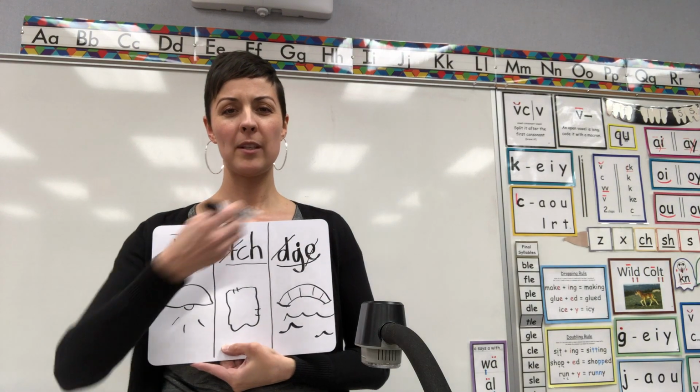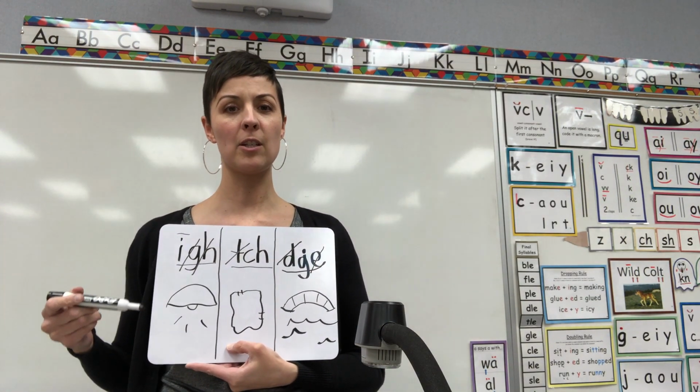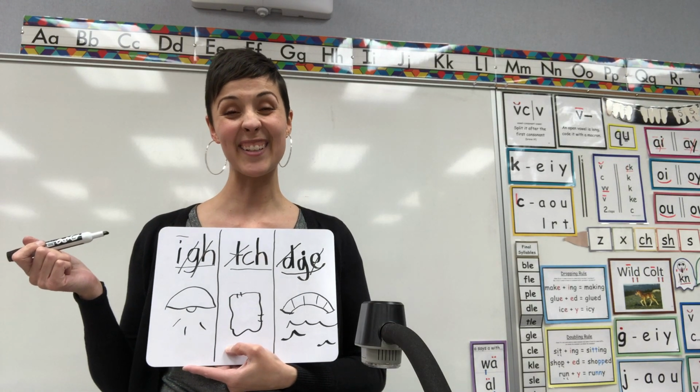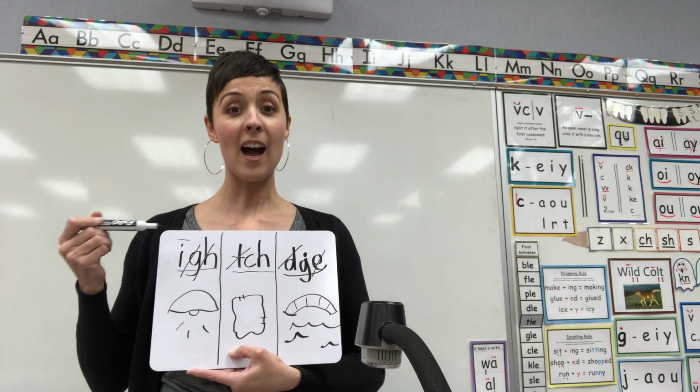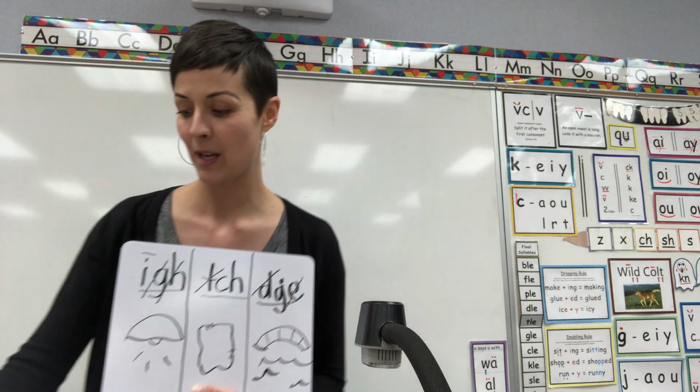Okay, so these are the 3 trigraphs we've learned this year. Can we just start over here on the left and say each one, light, eye, patch, and just go through them? Really kind of fast. Ready? Light, eye, patch, ch, bridge, j. Nice job.